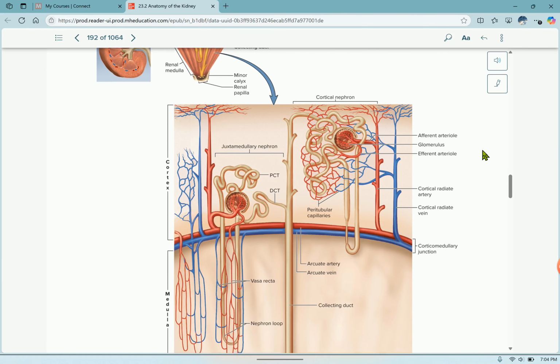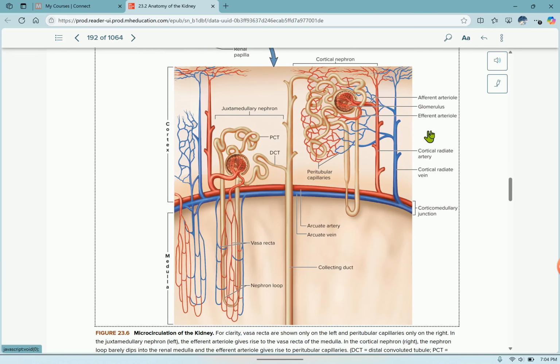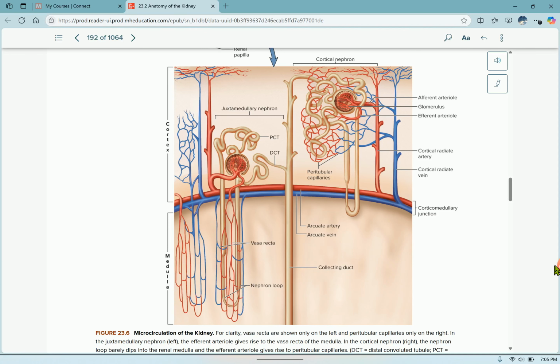And a more detailed view inside of the renal pyramid. Okay, so here's the outer cortex. Here's that inner medulla. Okay, the whole thing is the pyramid. And inside we have these nephrons. All right, this right here is the glomerulus, a very important structure.